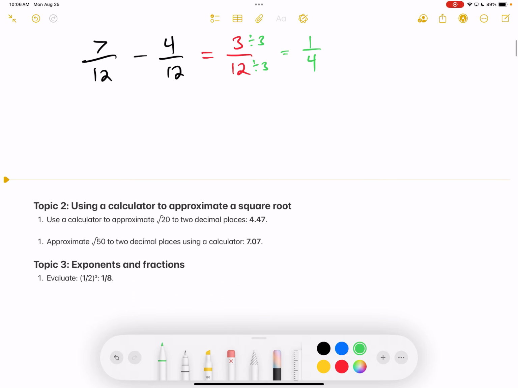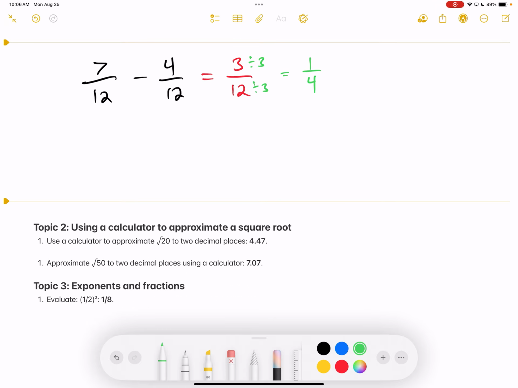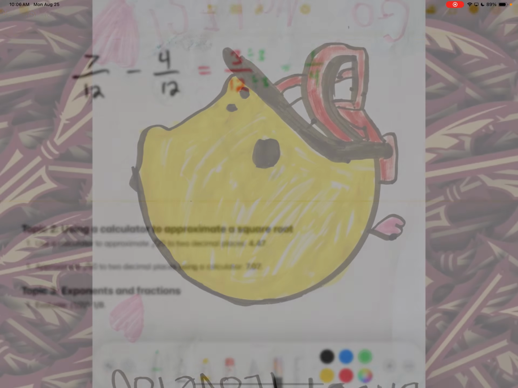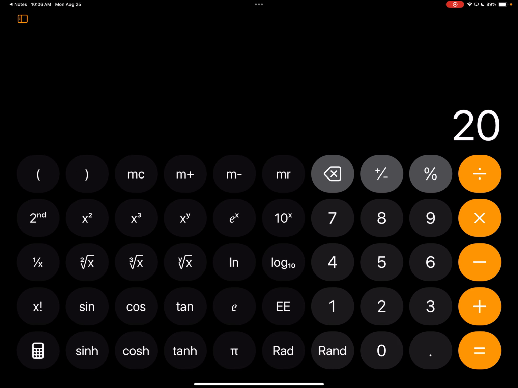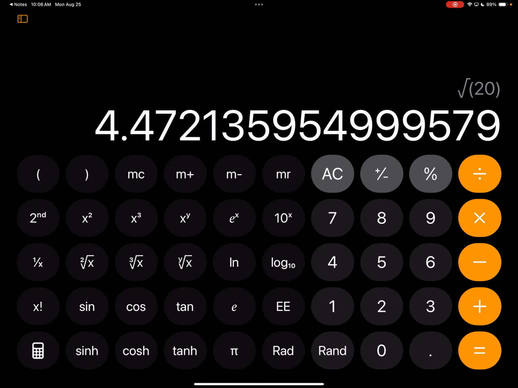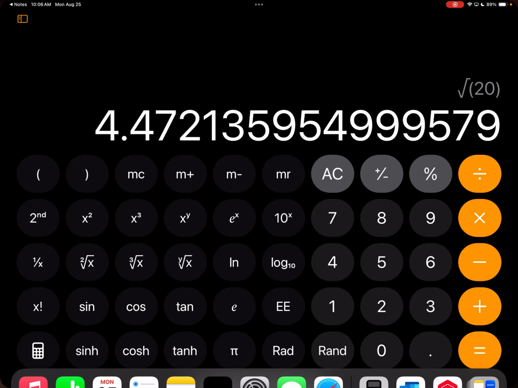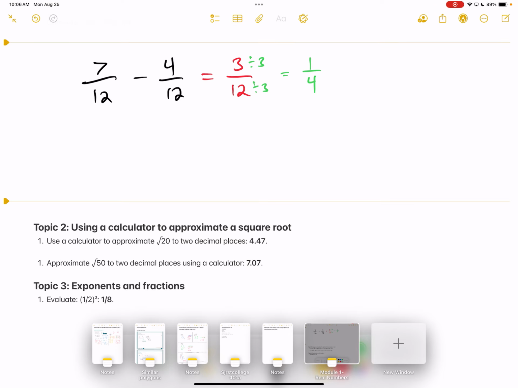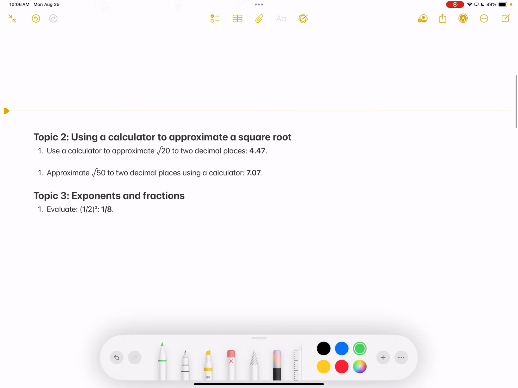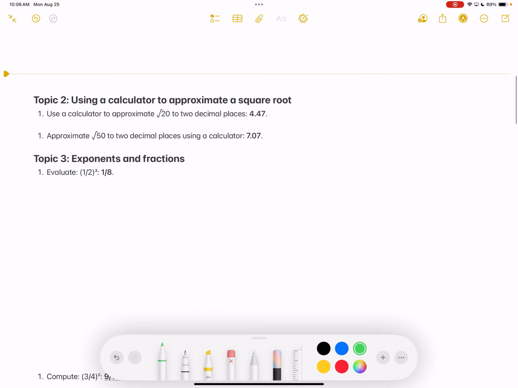The next topic, I'll pause right here. I probably won't write this one down because it says using a calculator to approximate a square root. If you need to see that real quick, you can. I have my calculator right here, but the square root of 20, you would just do 20 and then square root and approximate it, so it'd be 4.47. That one you just use a calculator for, so that one shouldn't be too bad.